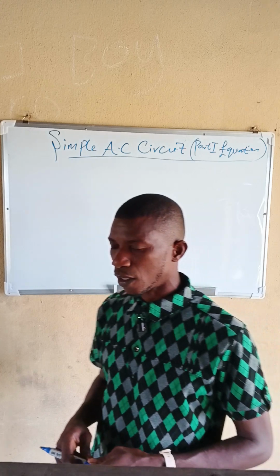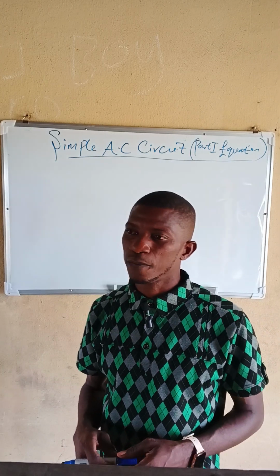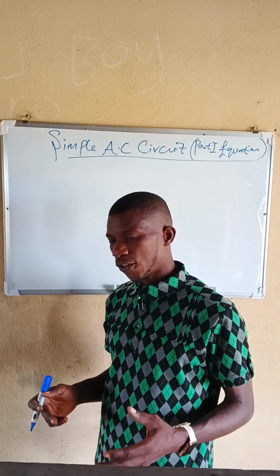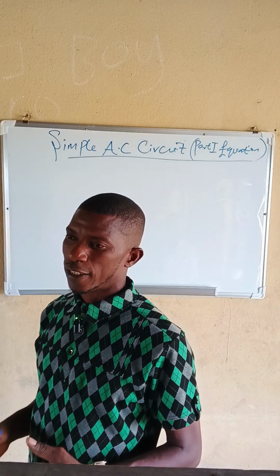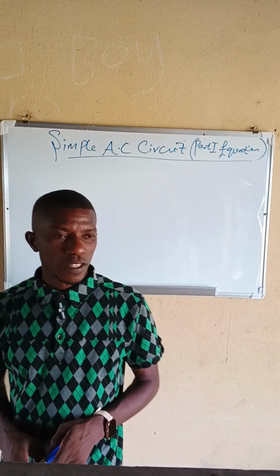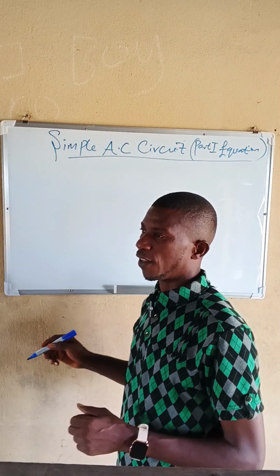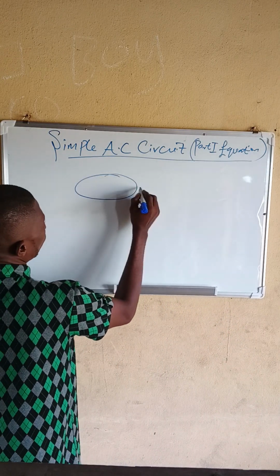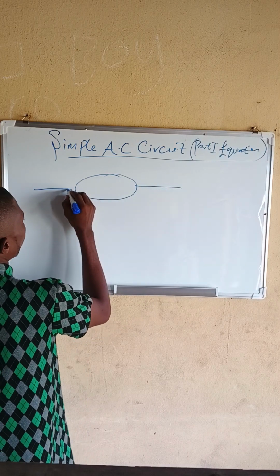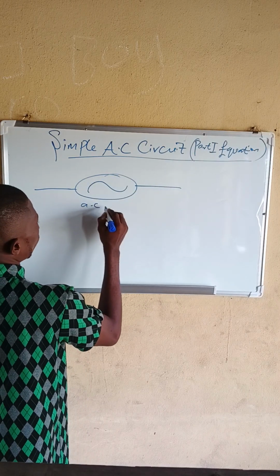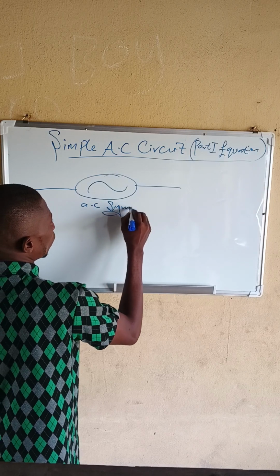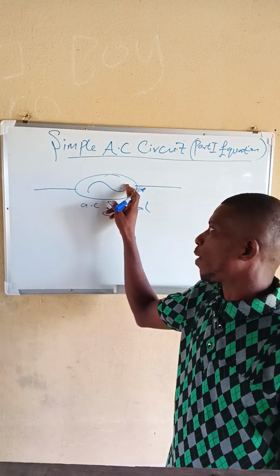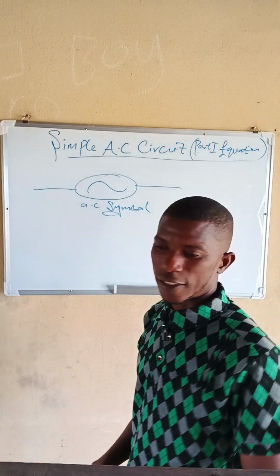Then what is alternating current? We say that alternating current is the current that changes direction periodically. These currents are produced by alternating voltages. The symbol for alternating current is given as this. So wherever you see this, it means alternating current.